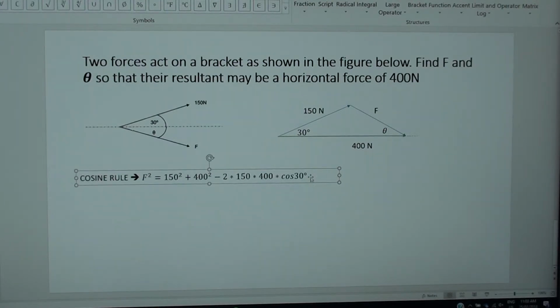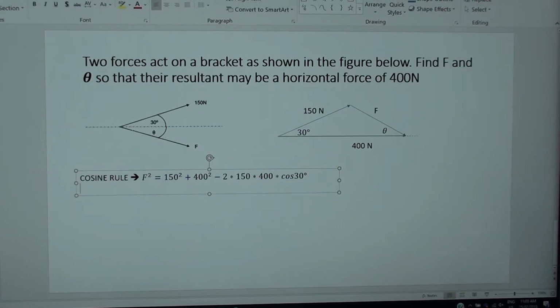After simplification, you can simply determine the value of the force F. Remember this is F to the power 2, so when you solve this part of the equation, you need to take the square root so you can determine the value of the force. So F, after using your calculator, will be equal to 280.316 newtons.